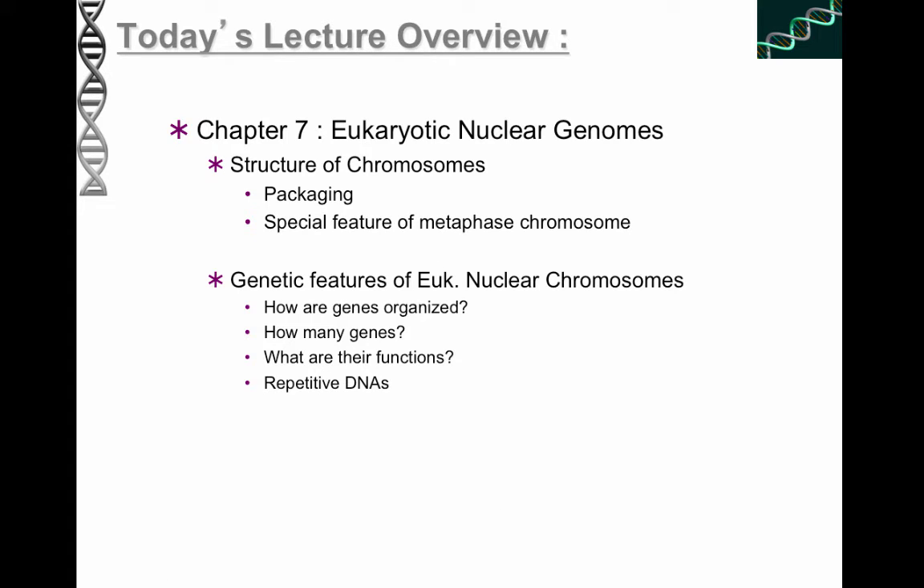Chapter 7 reviews the physical structure of chromosomes, and this chapter covers genome packaging, chromatin structure, and metaphase chromosome features. We will also review the organization of genes and other genetic components in eukaryotic nuclear chromosomes.